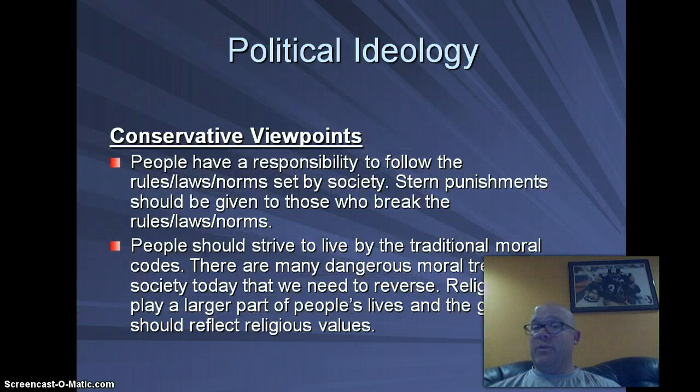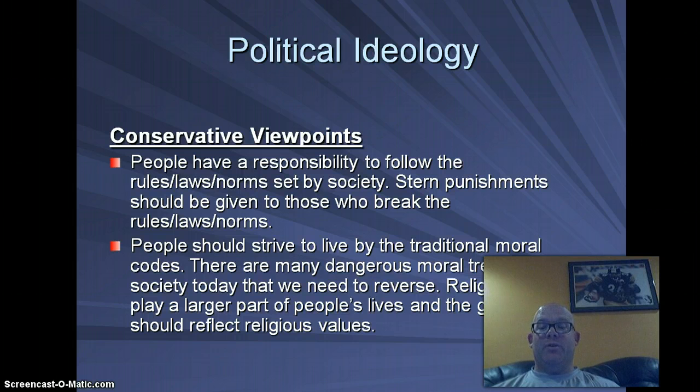All right, we're going to start off with conservative viewpoints, so we're going to start to the right. Some conservative viewpoints just generally are that people have a responsibility to follow the rules, to follow laws set by society. Also that punishment should be given to those who break those rules and norms in society. Prison time, big part of that.